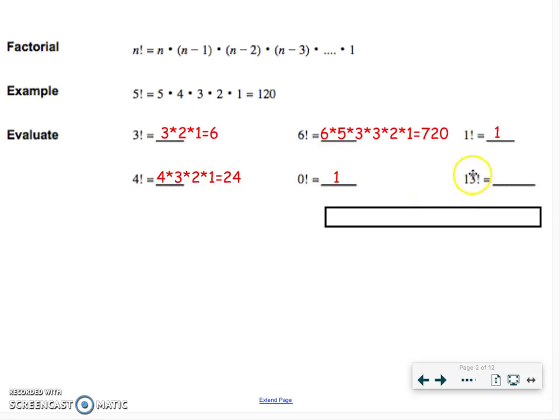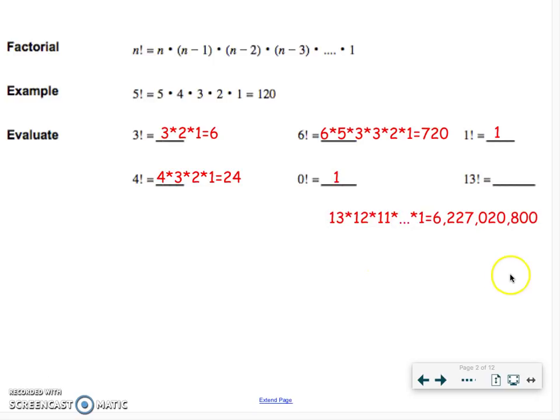And lastly, we have 13 factorial. So this would be the one where it would be smart for you to be able to find that factorial button on your calculator, because nobody wants to sit there and take the time to do 13 times 12 times 11 times 10, and so on, all the way down to their answer. So if you're able to plug in 13 factorial, you'll find that it's actually 6,227,020,800.